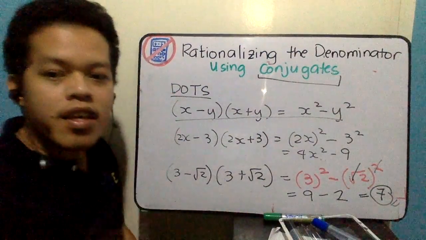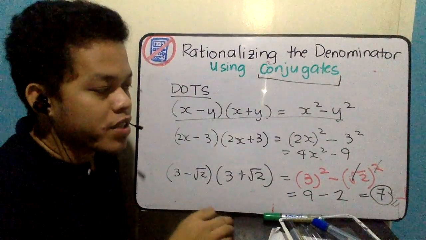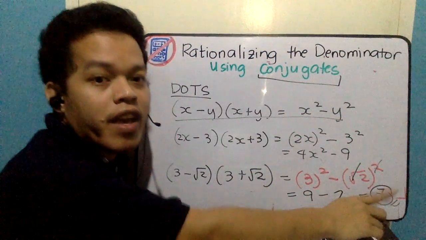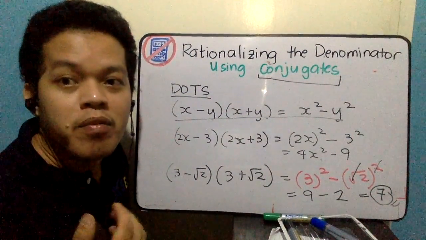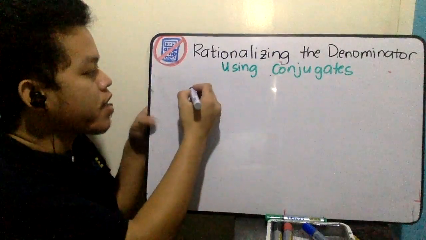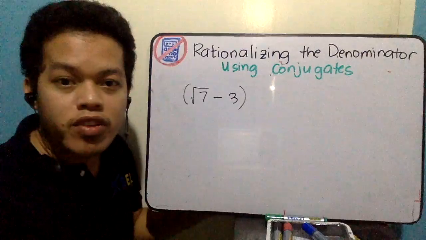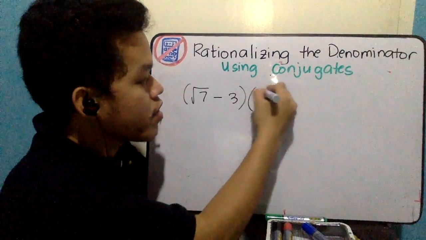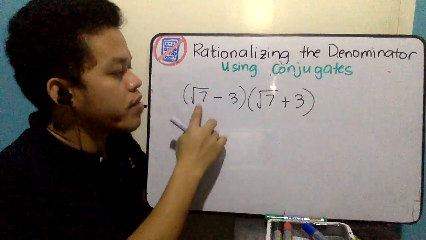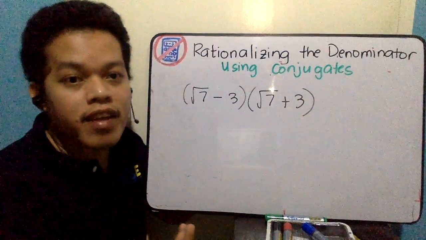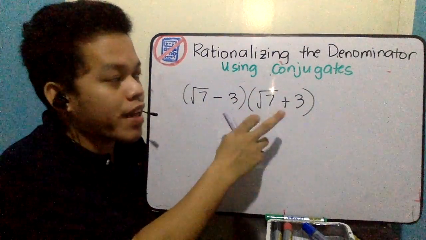The amazing thing about multiplying conjugates in radical expressions is that you can actually arrive at an integer. It could be negative or positive. So for example, I have square root of 7 minus 3. What is the conjugate for this one? The conjugate is square root of 7 plus 3. When you're dealing with conjugates, the first and the last terms are of equal value, but the operations used for these factors are different.